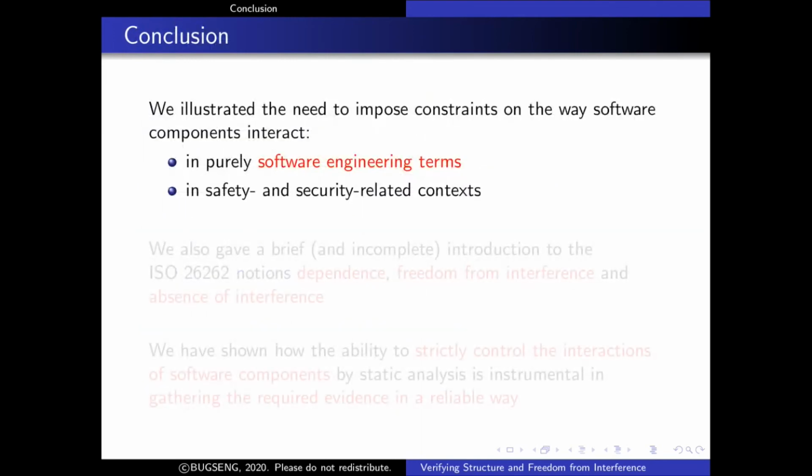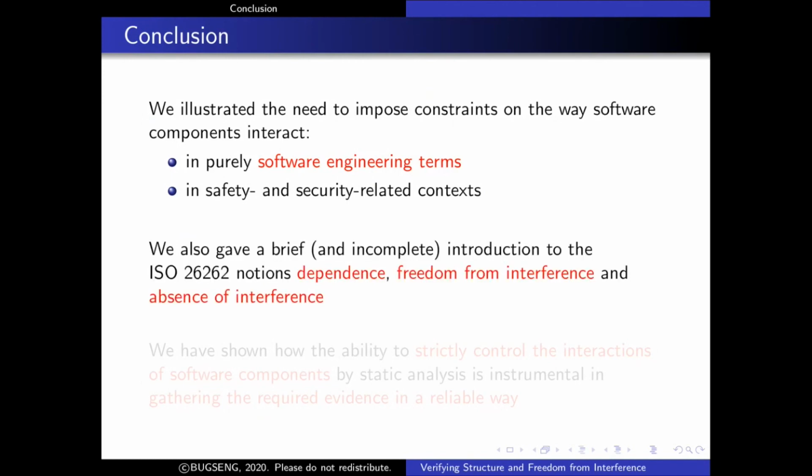So, conclusion. We illustrated the importance of constraining the way software components interact. It is, of course, something that is told in the very first courses about software engineering. So we started describing this in purely software engineering terms, on why it is good anyway to limit interaction. And then we introduced gently, I hope, safety and security into the picture. So we gave a brief introduction, which is of course incomplete, to the notion of dependence, freedom from interference, and absence of interference in ISO 26262.